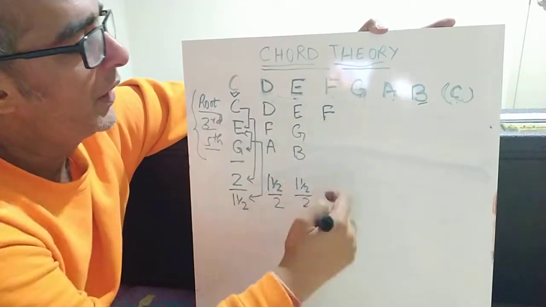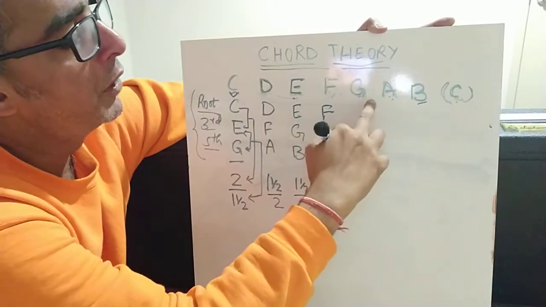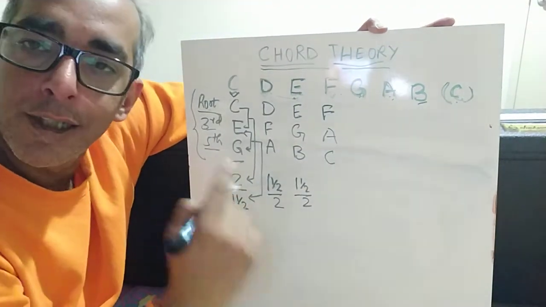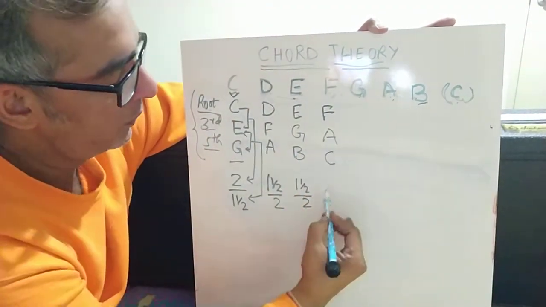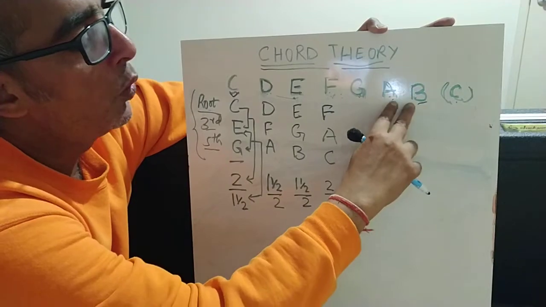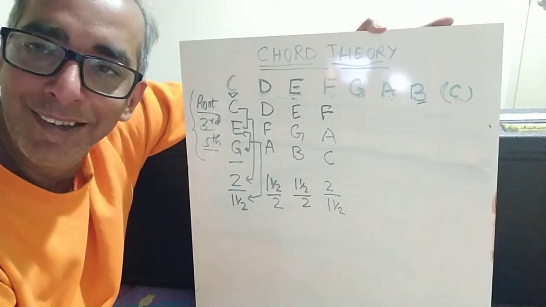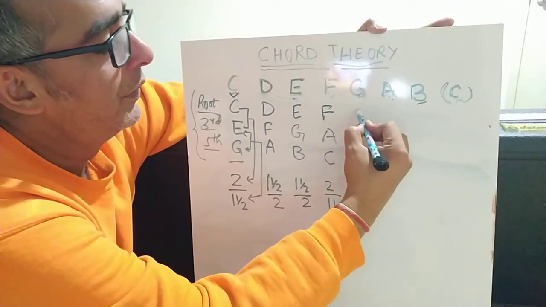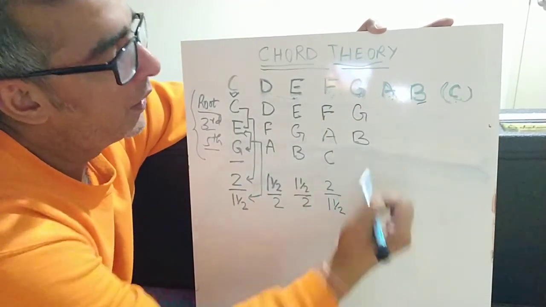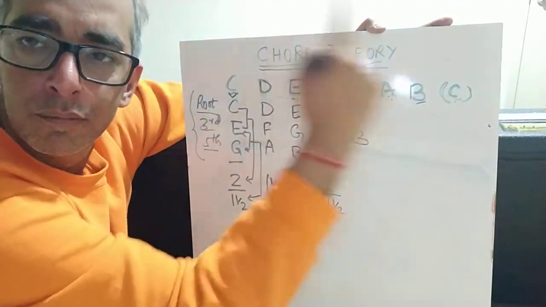F is my root note, third will be A, fifth will be C, F, A, C. Distance, F and A के बीच में 2 whole steps, A and C के बीच में whole step, half step, so 1.5. Alright? G is my root note, third will be B, fifth will be C के बाद में क्या है, D है, right? घूम रहा है ना?